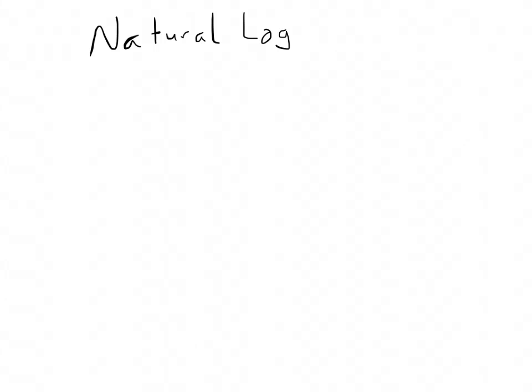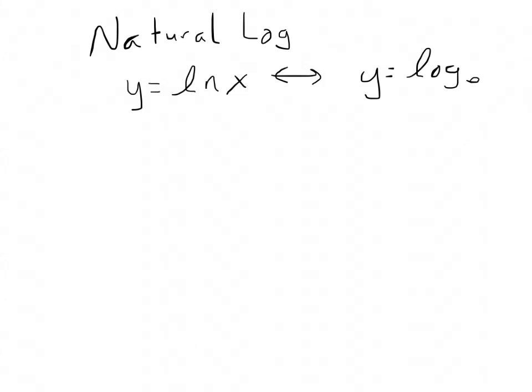The natural log is the one that looks like y equals ln of x. And all it means is that you're looking at the log base e of x. Now, we're not ever going to write it that way. I'm never going to write log e of x. I'm always going to write ln of x. But understand that that's what it means.